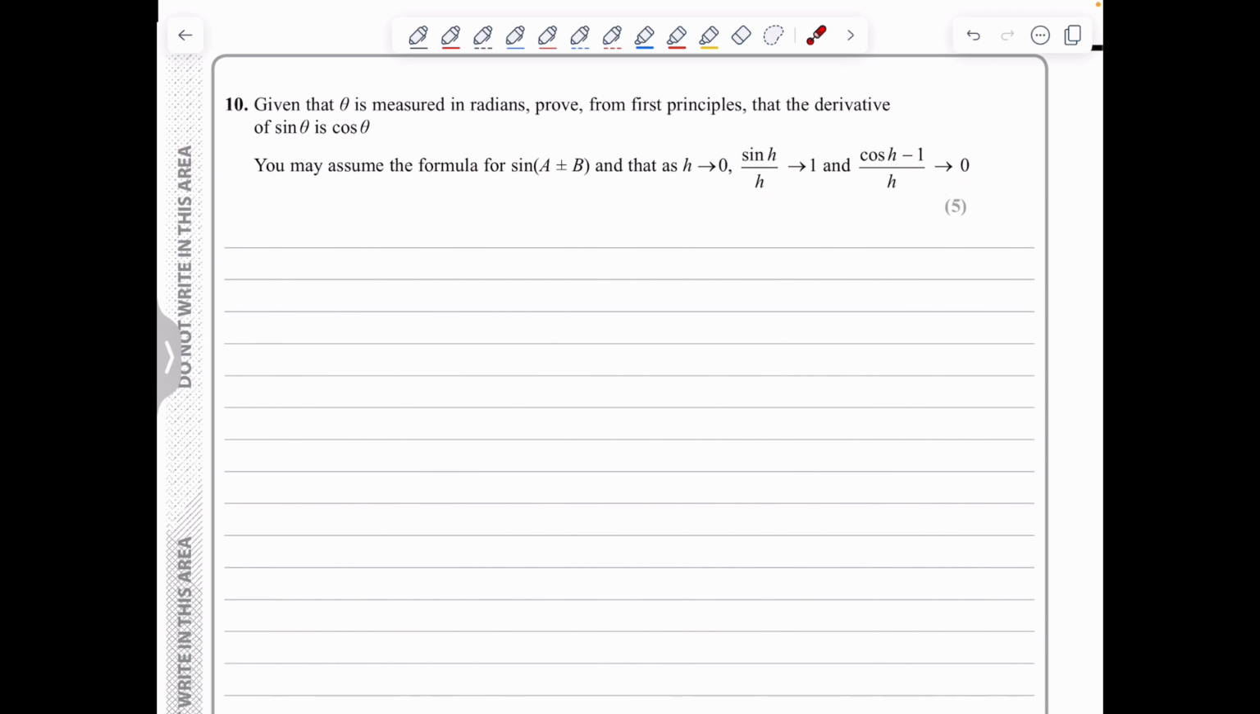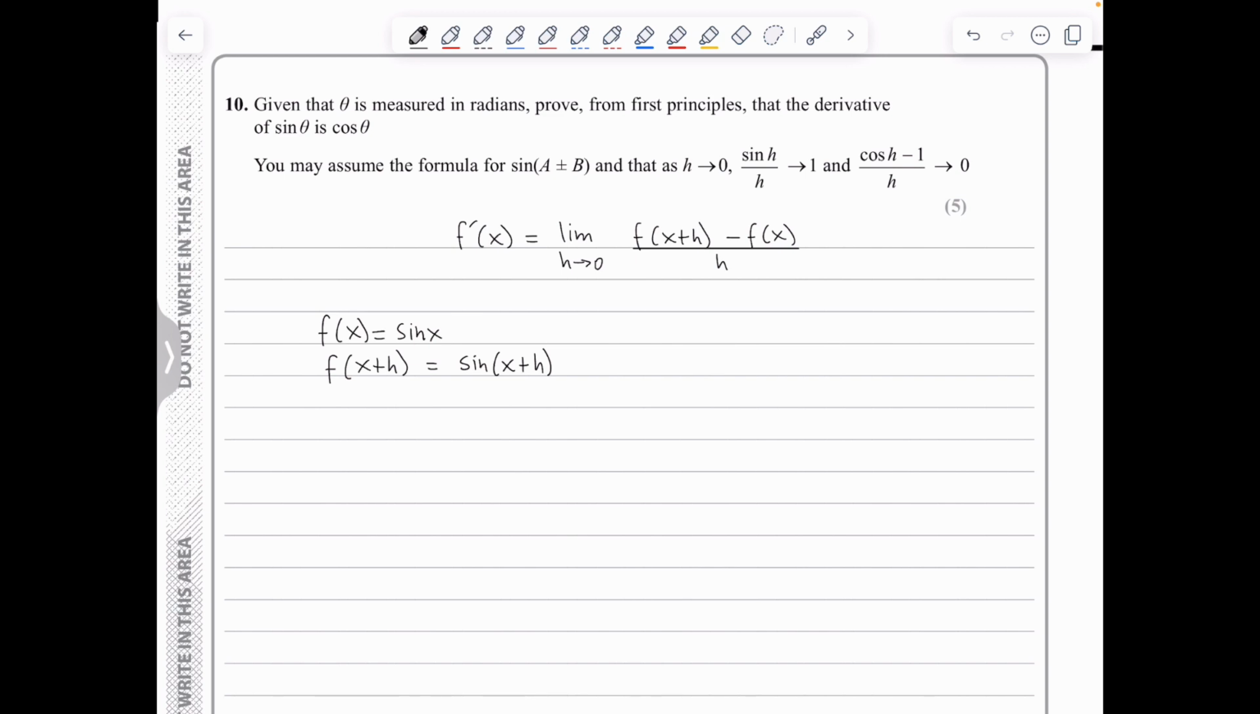So let's start with something that is provided in the formula booklet, that is that f dash of x, the derivative of f of x, is the limit as h tends to 0 of f of x plus h minus f of x over h. In our case, f of x is sine x. So the first thing to do is find an expression for f of x plus h, which is of course sine of x plus h.